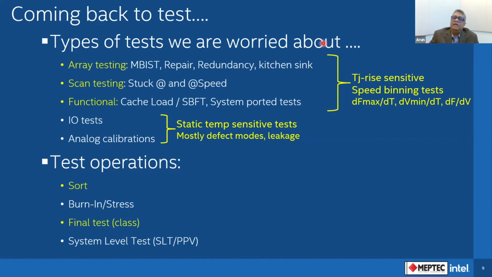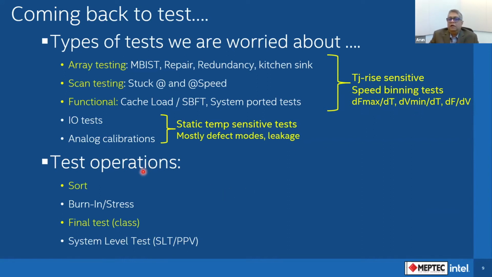And all of these are TJ sensitive because these are the speed binning tests. Basically, your Fmax and Vmin come out of these tests, and they are extremely sensitive to temperature. And finally, since both of them depend on temperature, you have a dFmax by dT or dVmin by dT problem here, which I showed in the shmoo. Definitely the temperature plays a big role.